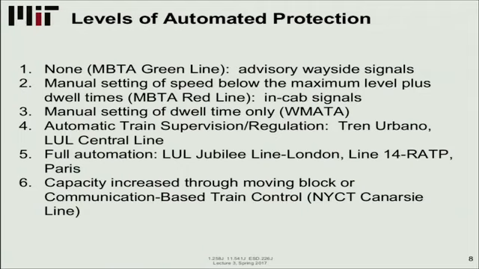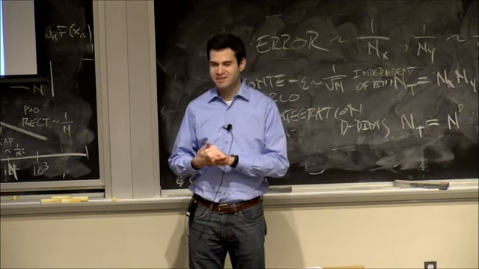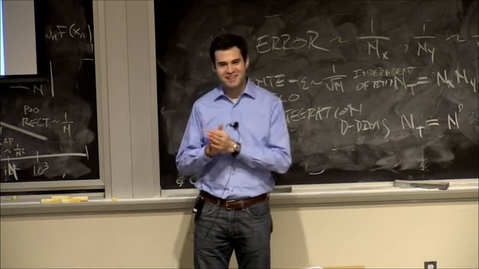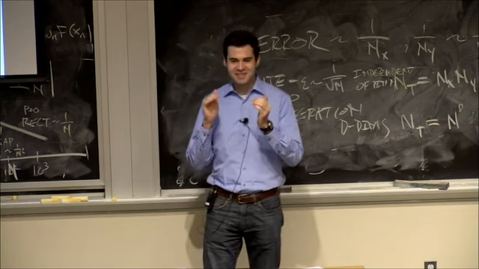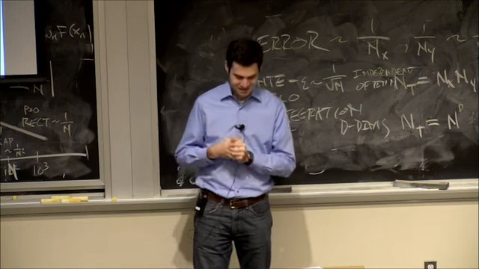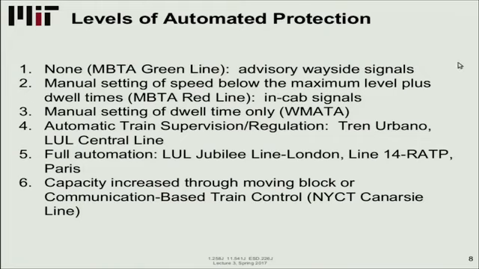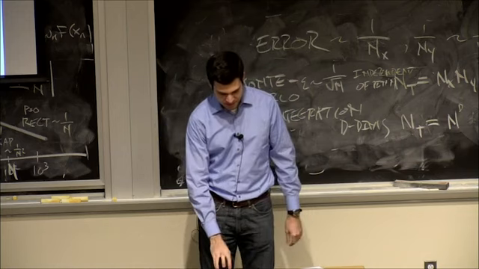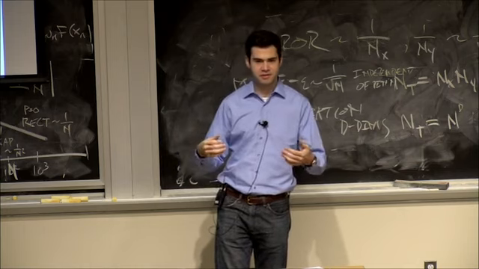So, we start with basic. The green line has no protection, right? That's why a few years ago somebody, they said the person was texting, but then they said there was a medical problem. I'm not sure. So a train rear-ended another one. It wasn't too bad. I don't think anybody was killed. But yeah, so there are advisory signals along the track that say you should go or you should not go or you should go slowly. But it's up to the driver to regulate that speed.